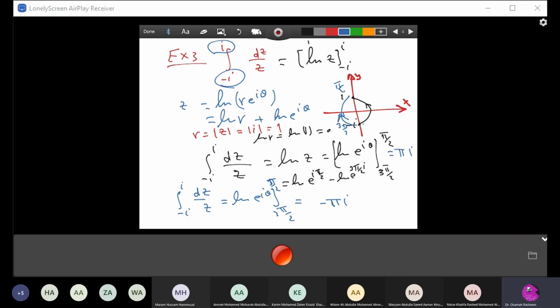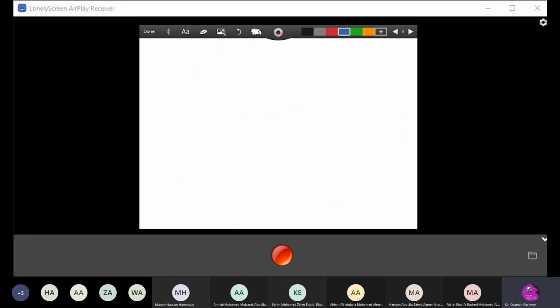So what is the difference? The difference is the sign. Okay, so remember, when you go anti-clockwise versus clockwise, you will have the same value but with different sign. Okay, this is when you have a definite integral.